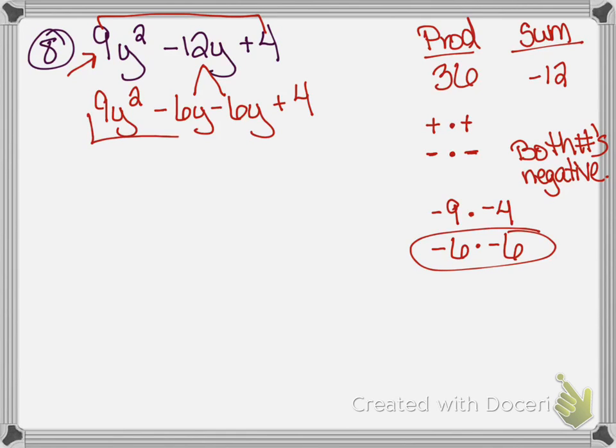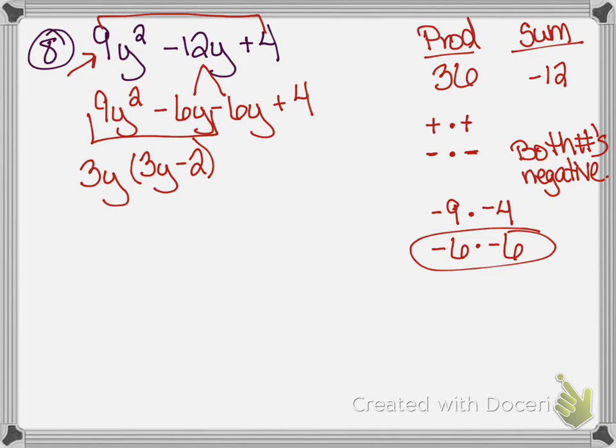Okay, what comes out of the first 2 terms? What goes into 9 and negative 6? 3. What else goes into y squared and y? Excellent. Okay, so then I'm left with 3y minus 2. Is that right?